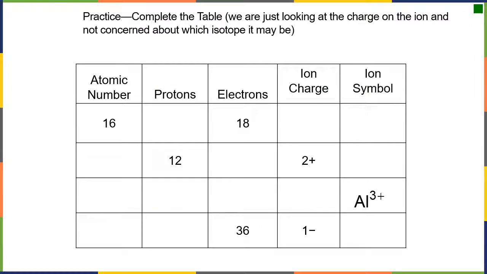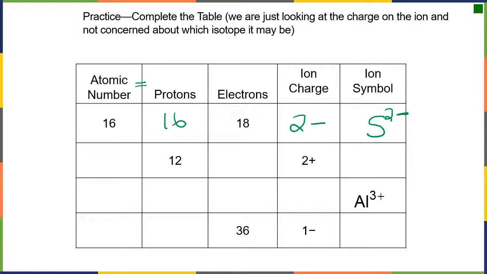All right, so let's complete this table. If we have an atomic number of 16, we look at our periodic table and realize that that's sulfur. We know the atomic number is the same as the number of protons, so that's 16. If we have more electrons, we know our charge is negative. We have 2 more electrons, so that's 2 minus, and that is our charge.